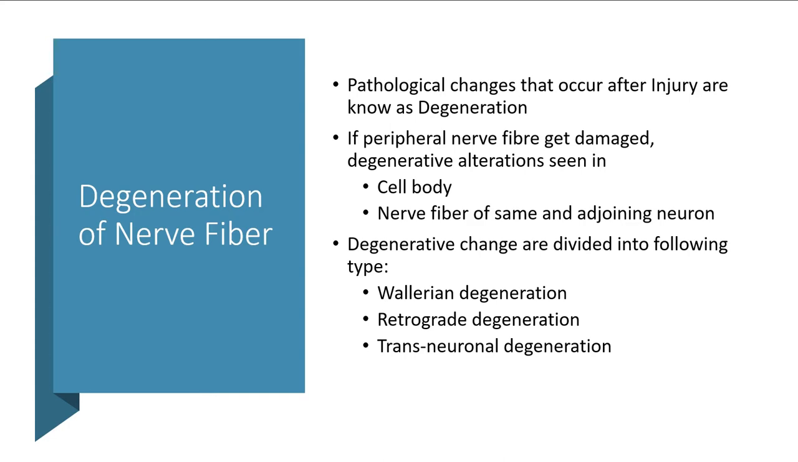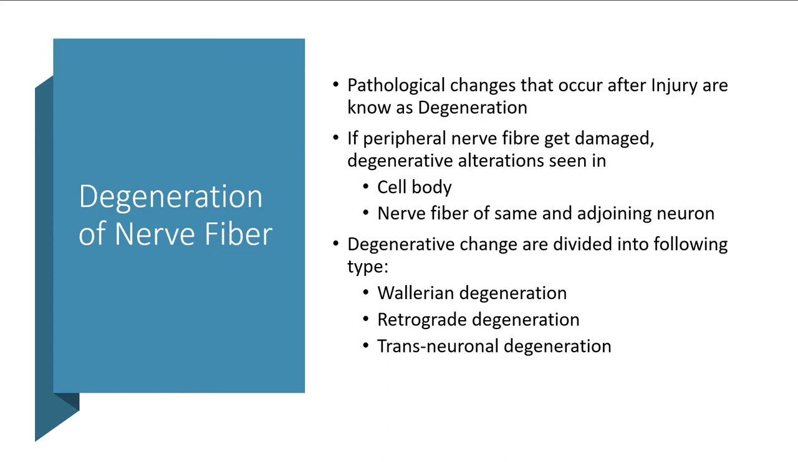So if the peripheral nerve fibers get damaged, degenerative alterations are seen in the cell body, that is the soma of the neuron, and the nerve fibers of the same or adjoining neuron. Nerve fibers means the axonal part of the nerve cell. So the cell body is damaged, and of course when the cell body is damaged, the dendrites will also be damaged. So the cell body part is mainly the focus, and the nerve fibers of the same fiber or adjoining fibers.